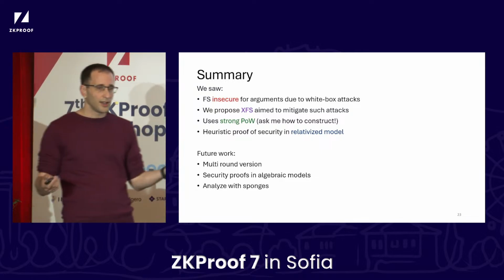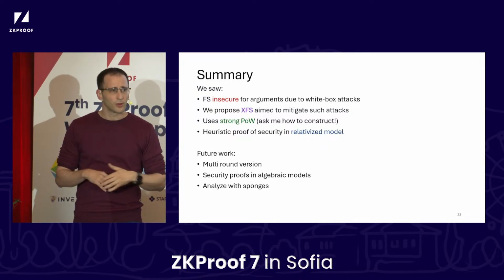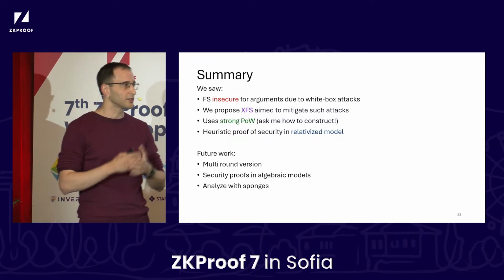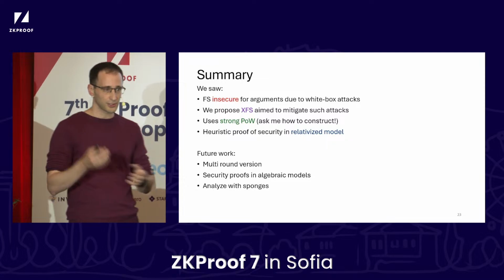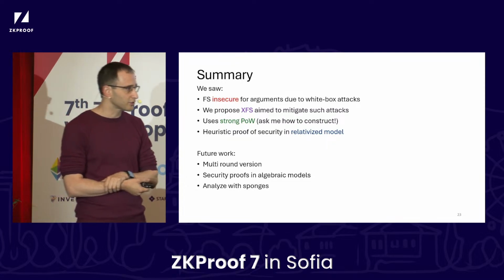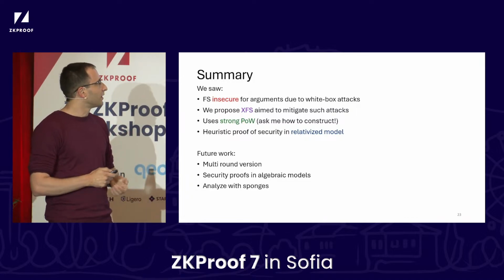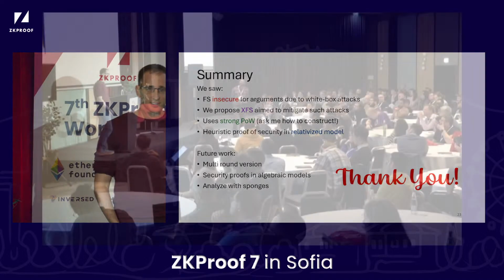You can also do an analysis of Fiat-Shamir with sponges. We assume a completely random function, but in reality we don't have completely random functions. We use a sponge construction, and it changes the way you need to prove security. Okay, that's it. Thank you.